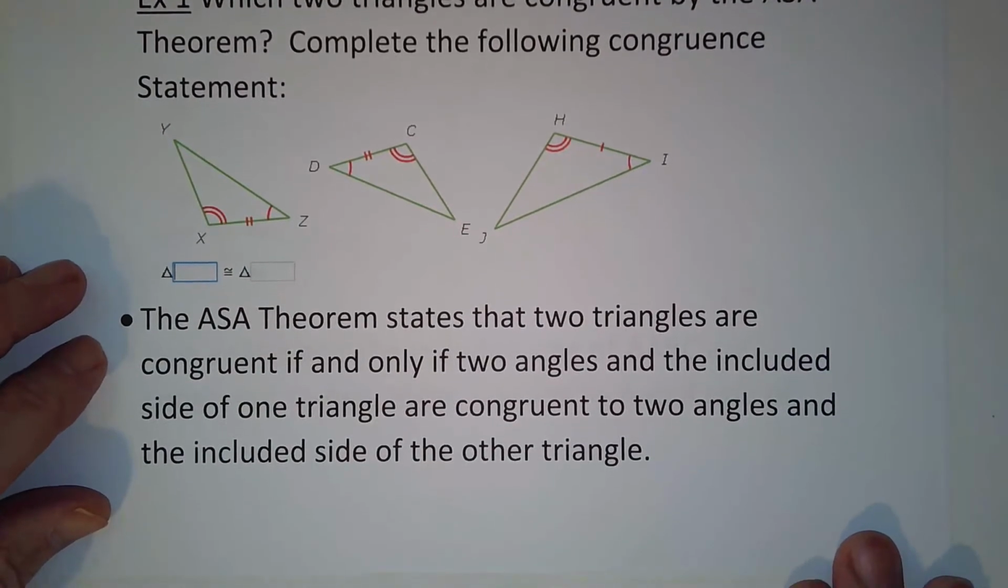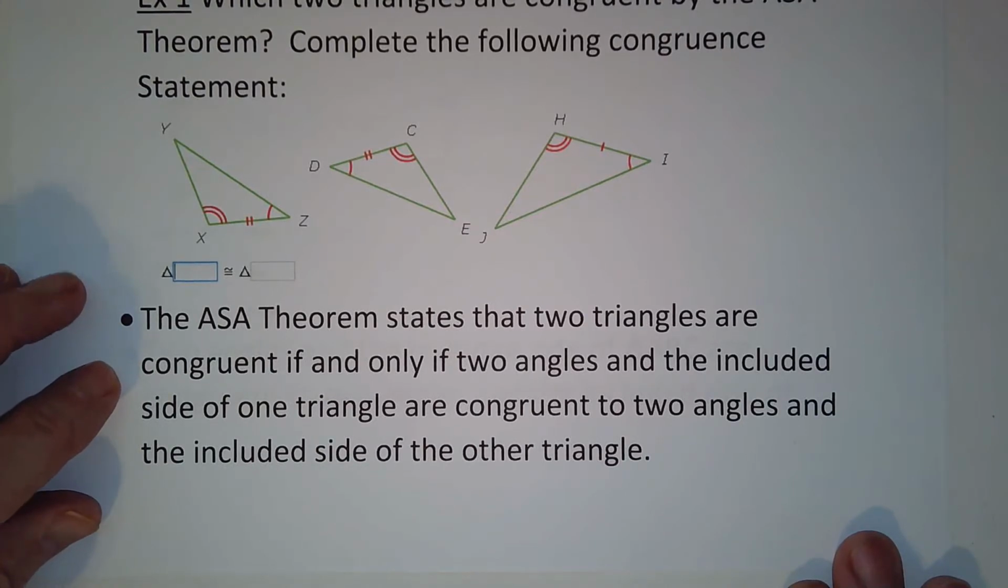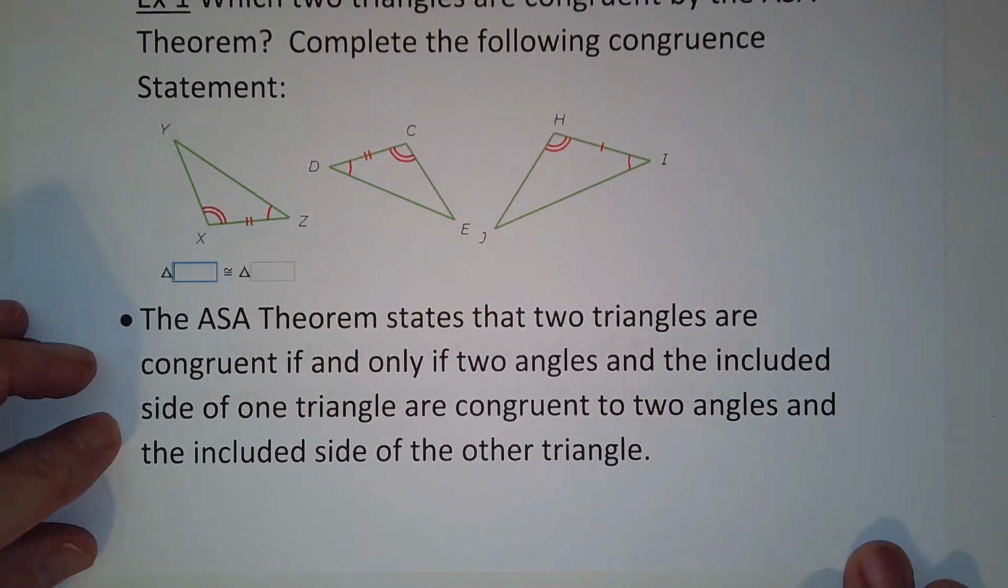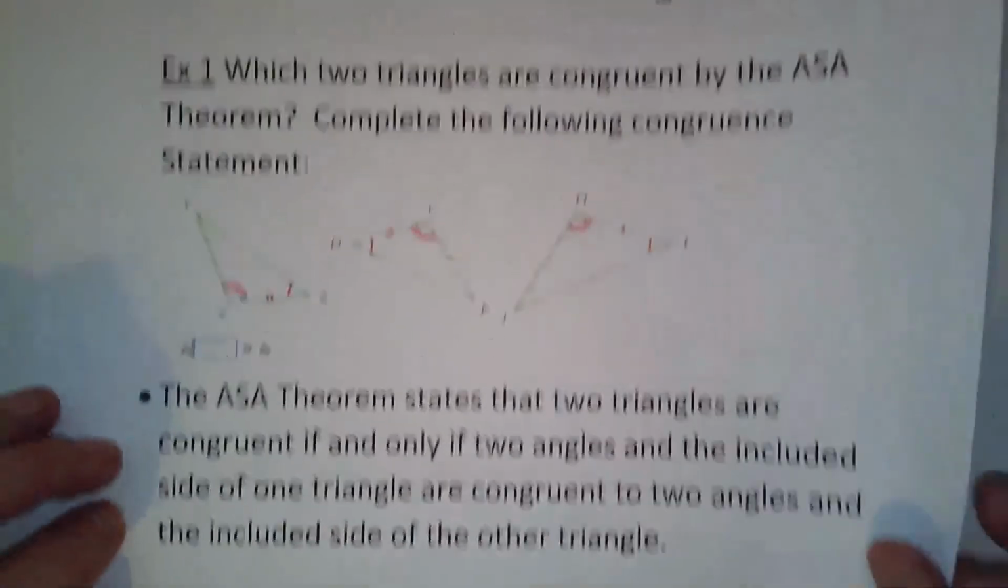The angle, side, angle theorem is listed below. It states that two triangles are congruent if and only if two angles and the included side of one triangle are congruent to two angles and the included side of the other triangle. And again, they must be corresponding angles and sides, right?